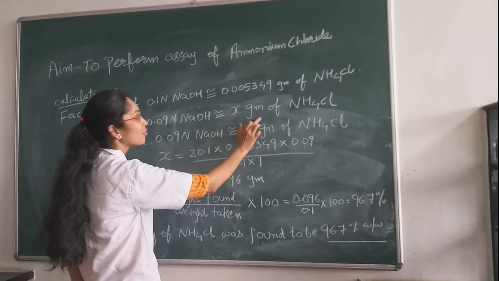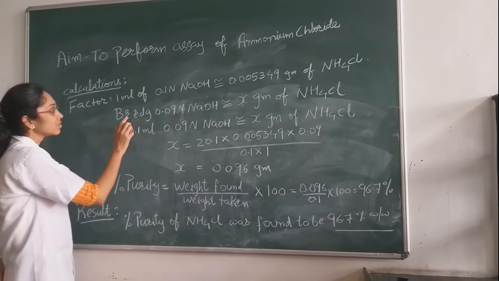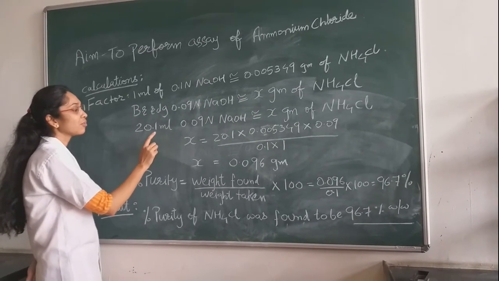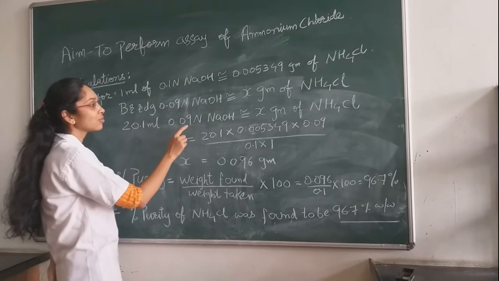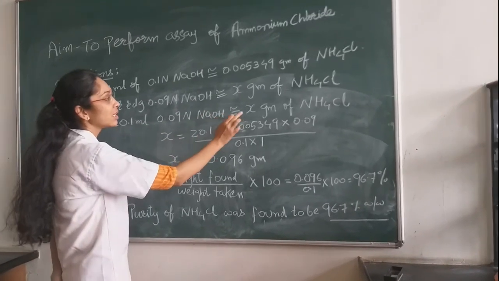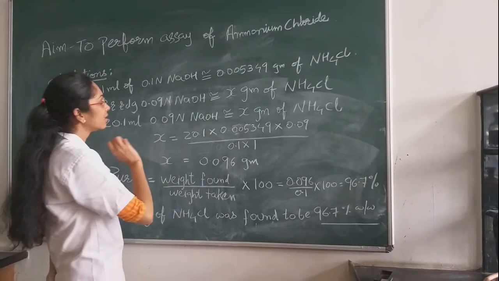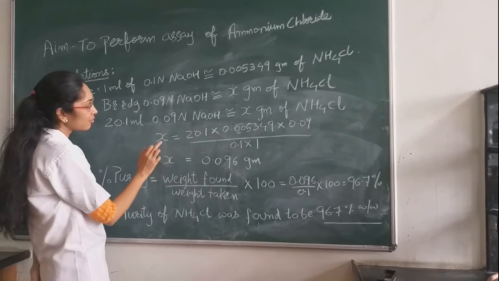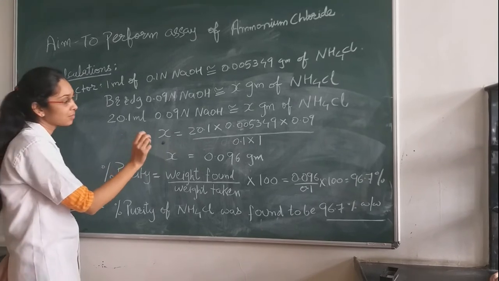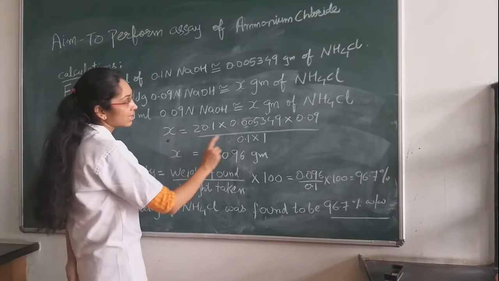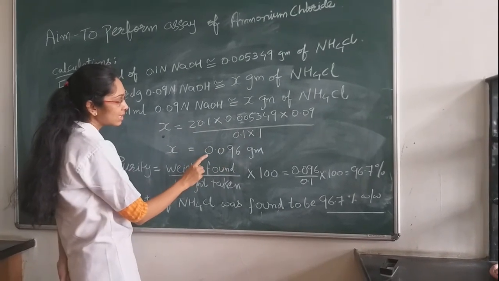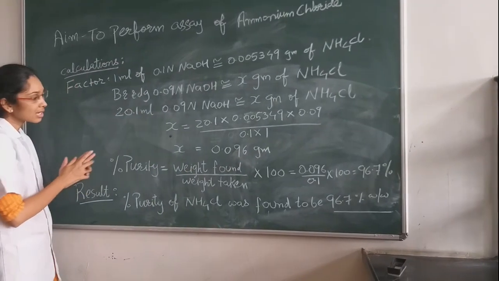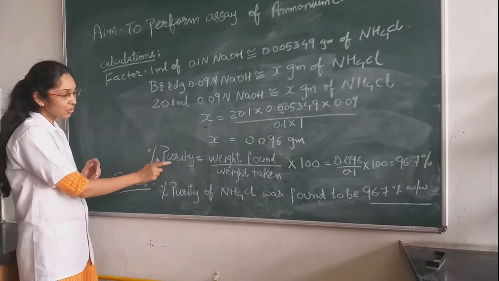So x gram of NH4Cl. So burette reading was found to be 20.1 ml. So 20.1 ml of 0.09 normal NaOH is equivalent to x gram of NH4Cl. So by simple cross multiplication of these two equations we can find out the quantity of x. So x by the calculation comes out to be 0.096 gram. Now next step is to find out the percentage purity.